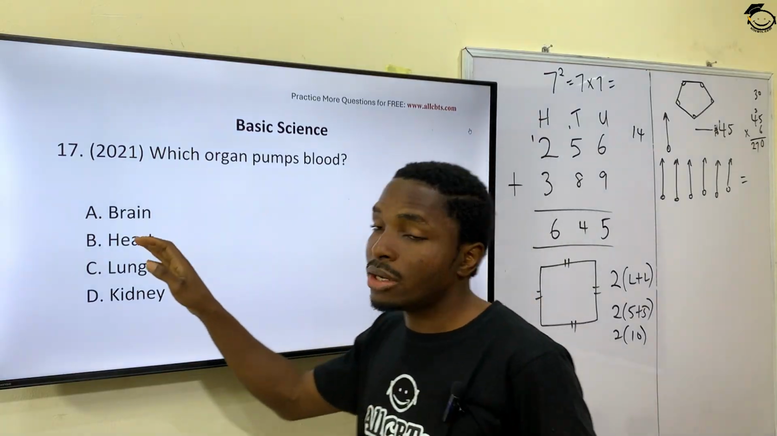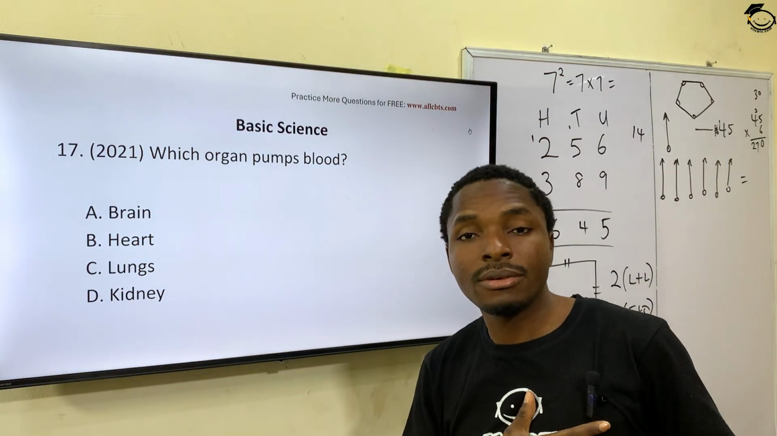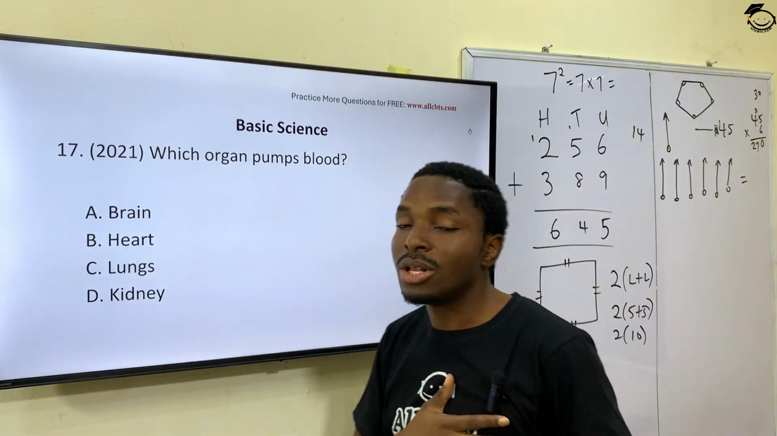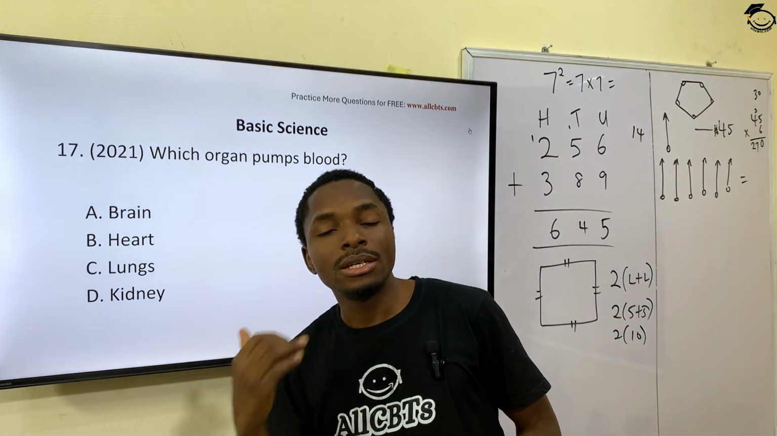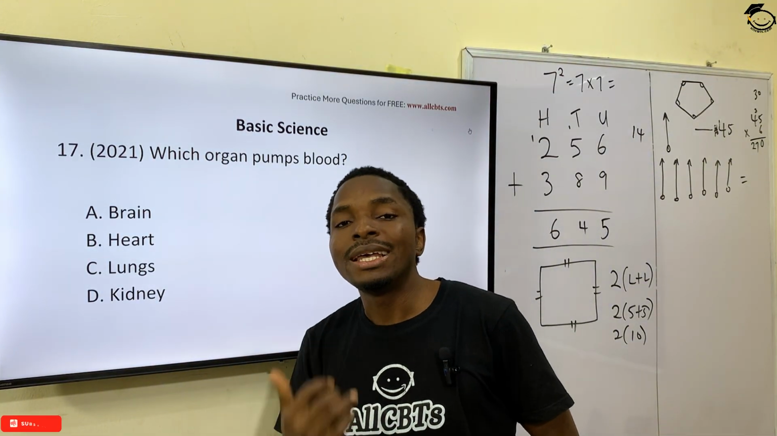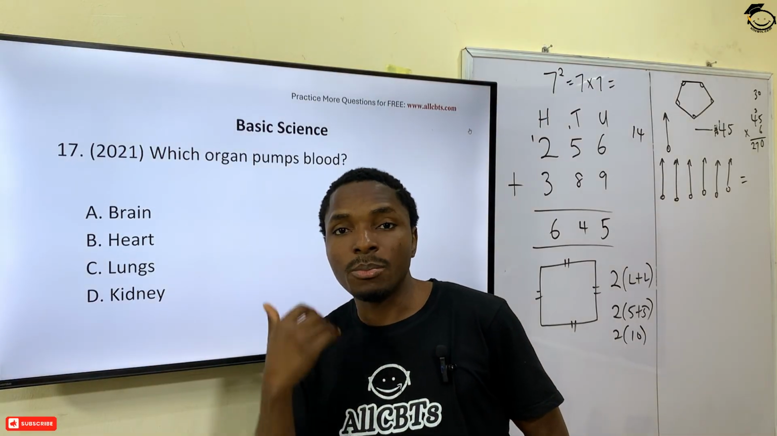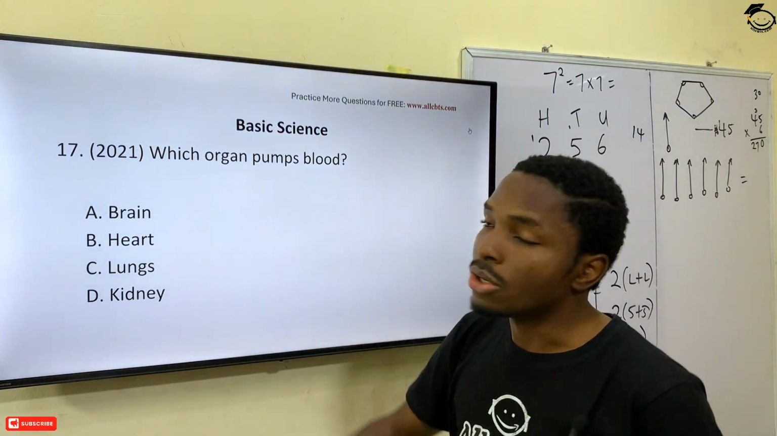Then you have your heart. Your heart is somewhere here, right? So you can actually put your hand there and see it beating. That beating shows that it is what is doing the act of pumping. It's pumping blood. So B is the correct option.